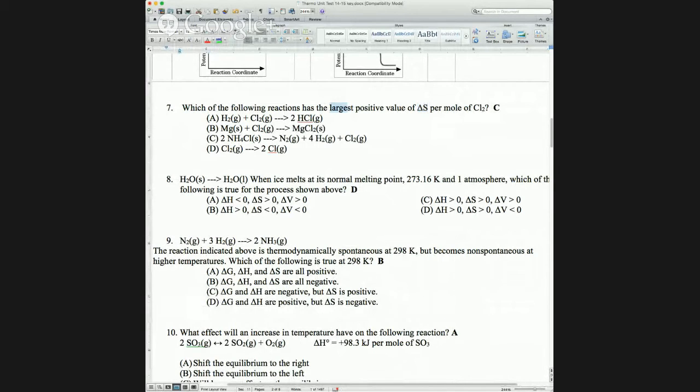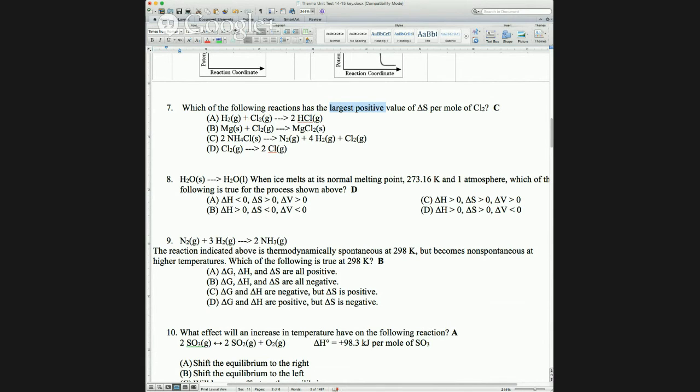The larger the positive value, the more entropy, the more disorder, the more randomness you're dealing with. If you're increasing delta S, you are becoming less ordered. You have smaller molecules. You are moving towards gases, away from solids, liquids, and aqueous. You're having more molecules. You're going from fewer to more molecules. Those are all ways that you can get a more positive value of delta S.